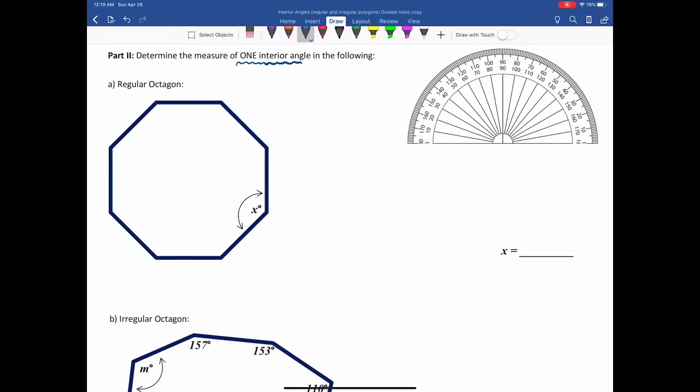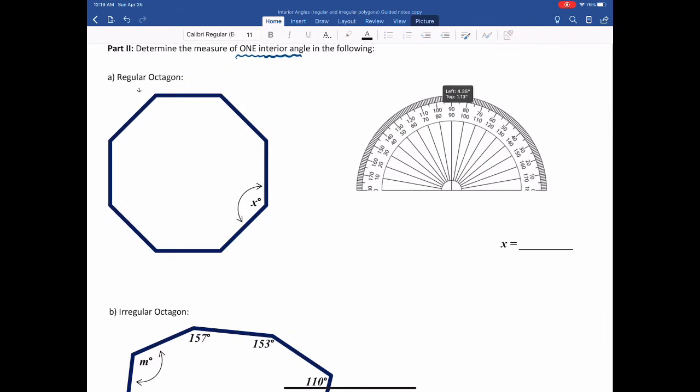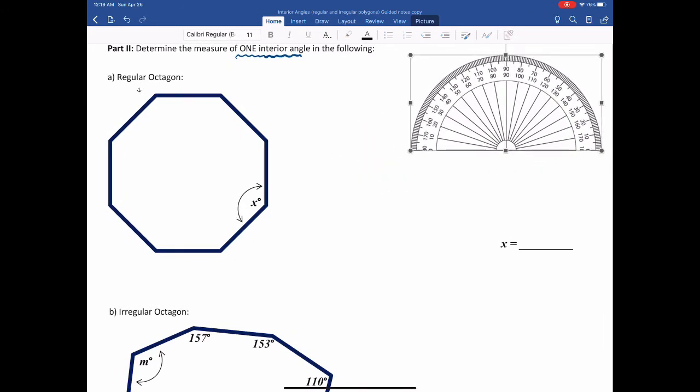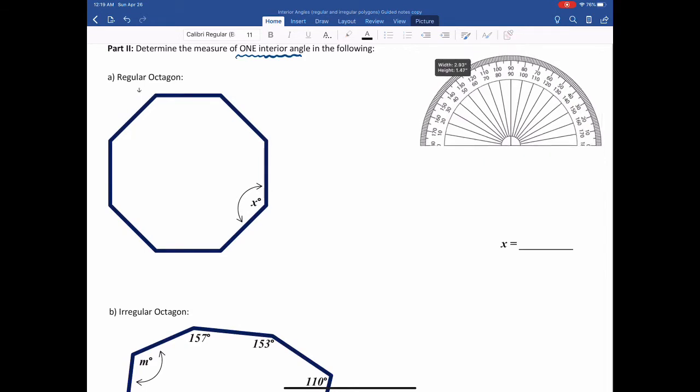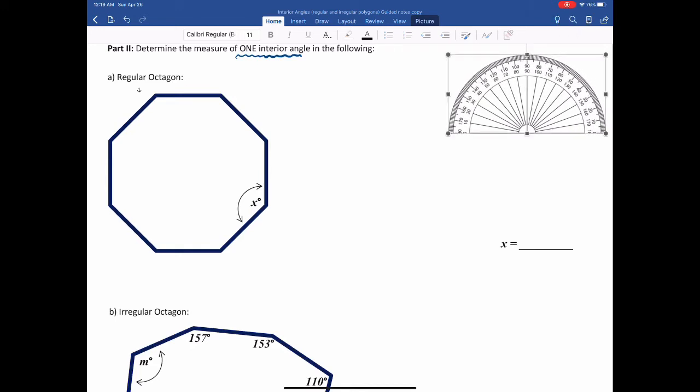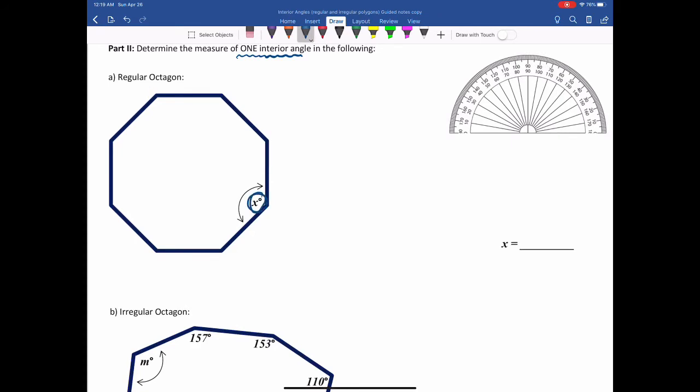Like I said, we're going to look at the measure of one angle. And I know I have a protractor here. You don't have a protractor on your page, but I'm only putting that protractor on here so that I can kind of prove to you what's going on with these angles. So I'm going to put that off to the side for right now. And then we're going to figure out what x is first. So we're going to figure out what that x is right there.